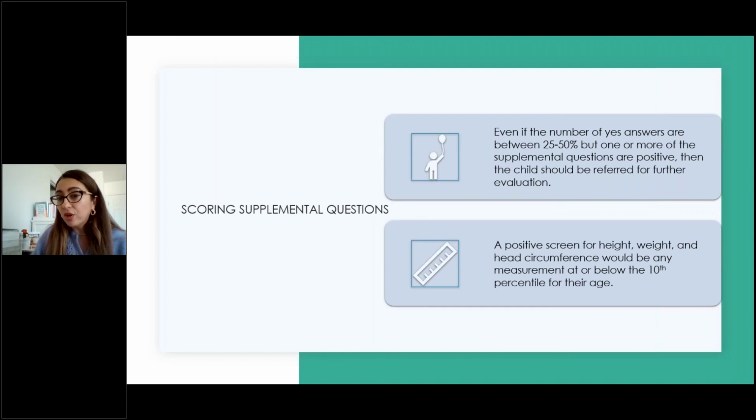Okay, and a positive screen for height, weight, head circumference, or any facial measurements below the 10th percentile, if that's done, can also lead to a positive screen, right? Because then these will capture the FAS and the partial FAS, and everything else will capture, if these are not there, the ARND part.